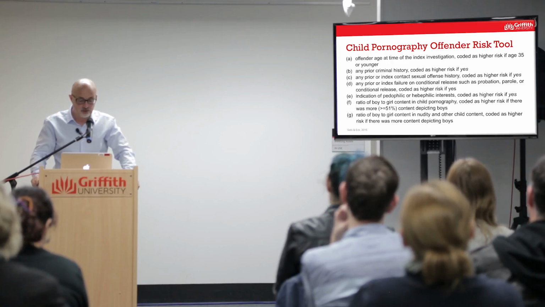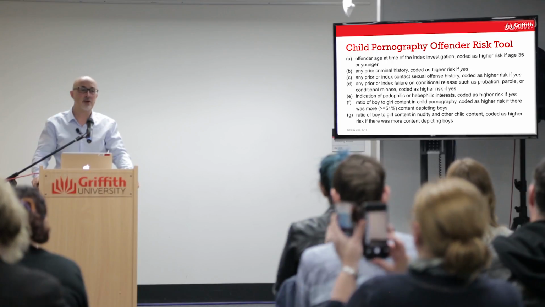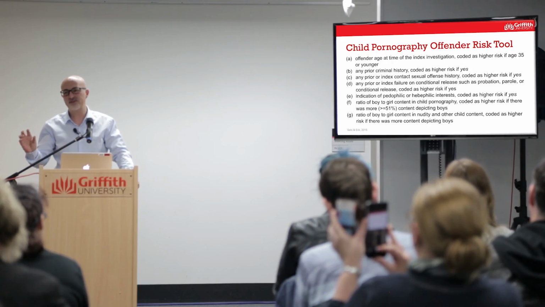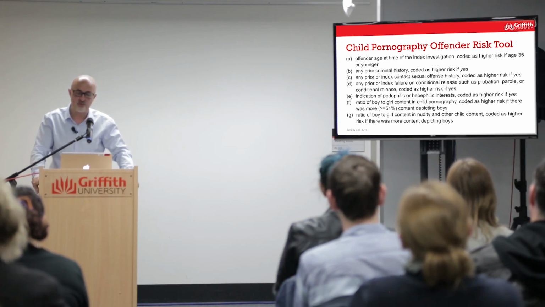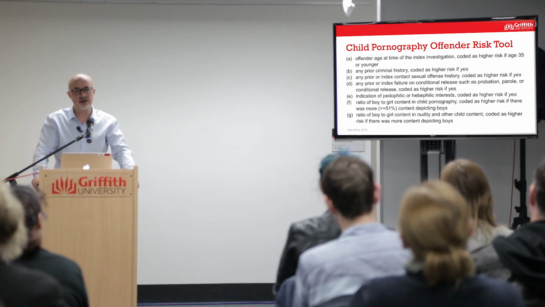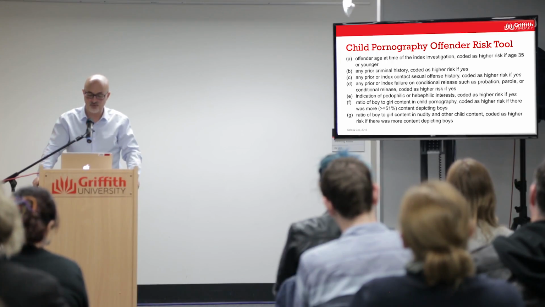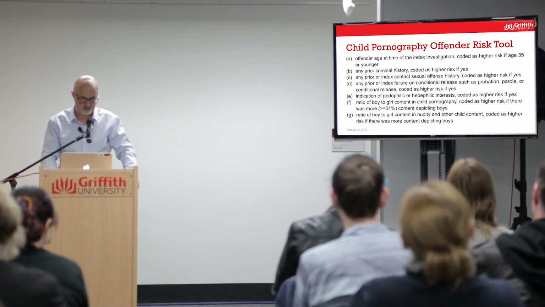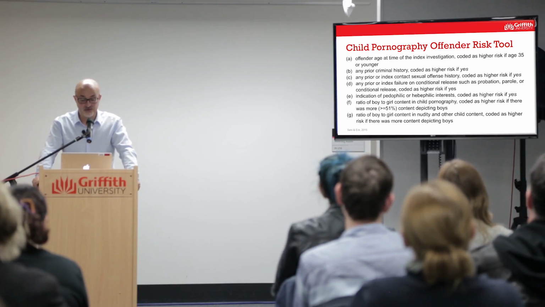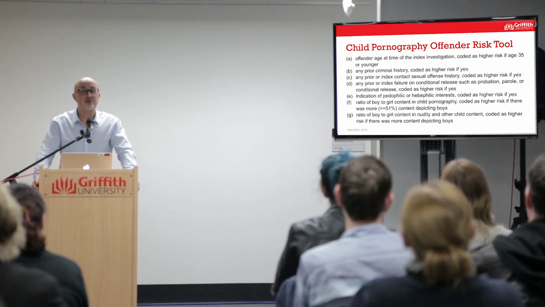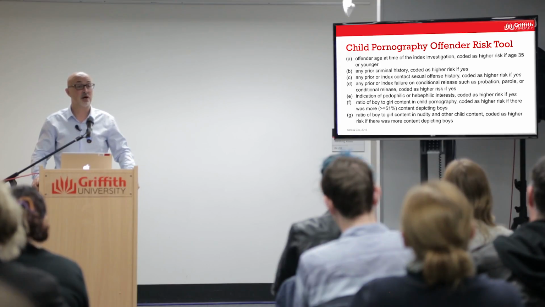Ratio of boy to girl content in child pornography. You might recognize this from the Matrix 2000, for example. People who abuse boys are slightly, when you look at the stats, it's only a slight difference, it's not a massive difference, more likely to be higher risk than those who are offending against girls. And similarly, they find the ratio of boy to girl content in child pornography coded as higher risk if there was more content depicting boys. Ratio of boy to girl content in nudity and other child content coded as high risk if there was more. So you've got the two aspects to it: the actual indecent images and also just being interested in nude children.